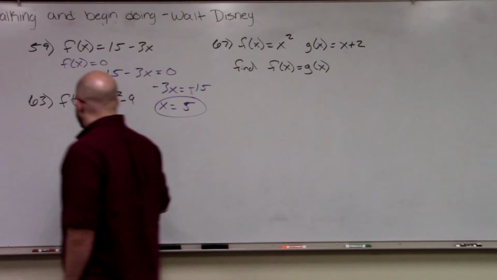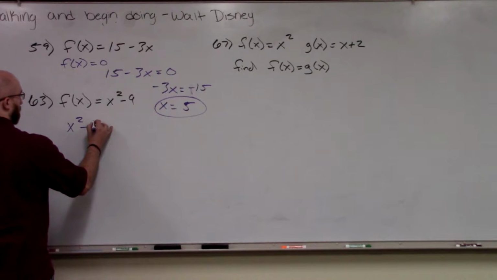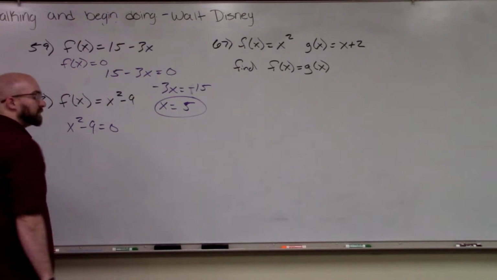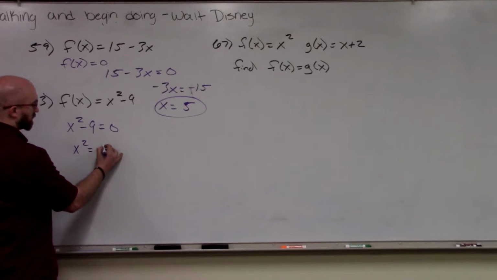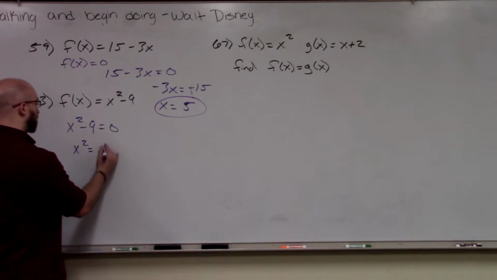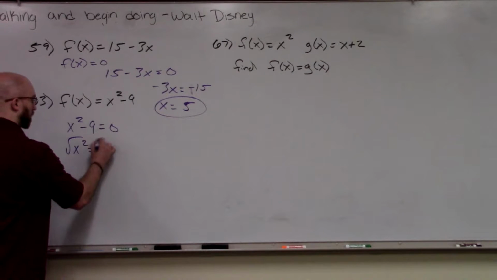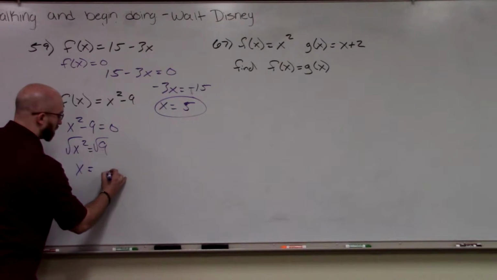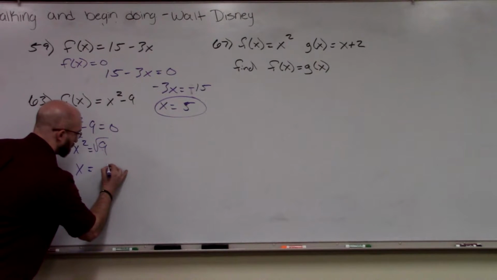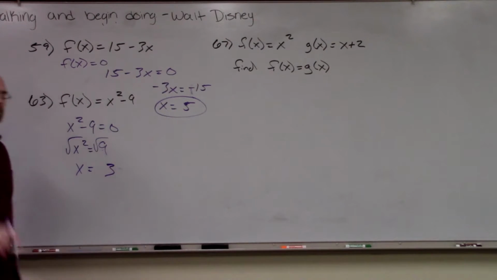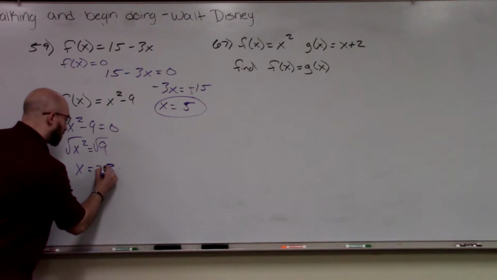This one, it's x squared minus 9. I'm going to show you there's two ways to solve this one. Again, we set that equal to 0. We can either move the 9 over, so x squared equals 9, and then square root. So x equals 3. But remember, when we take the square root of something, it's plus or minus. So it's plus or minus 3.